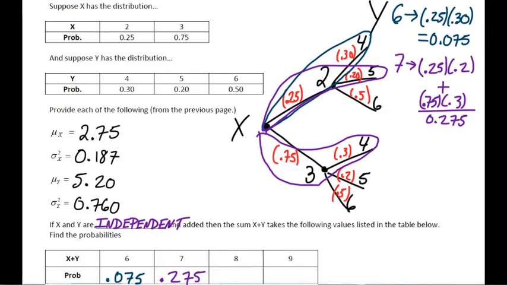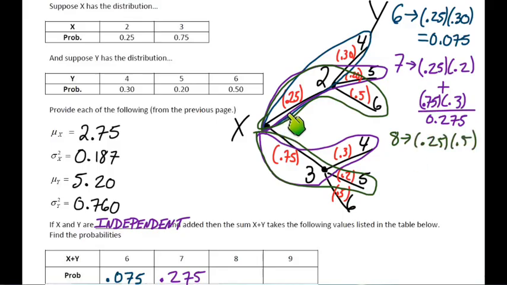Okay, then how about an 8? Well, we could go 2 and a 6. That'd get us to an 8. Or we could go 3 and a 5. So to get an 8, 2 and a 6 would be 0.25 times 0.5 for that root. Plus, if we go this route, it's 0.75 times 0.2 for a grand total of 0.275.